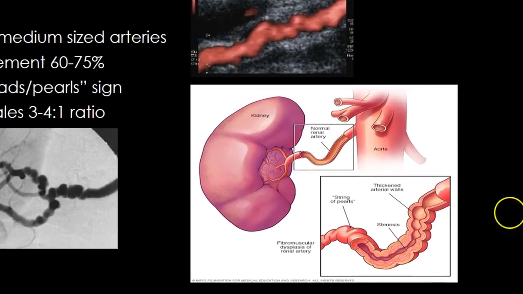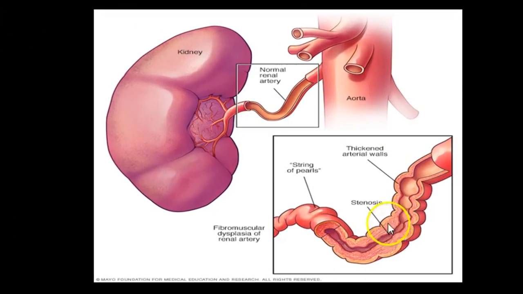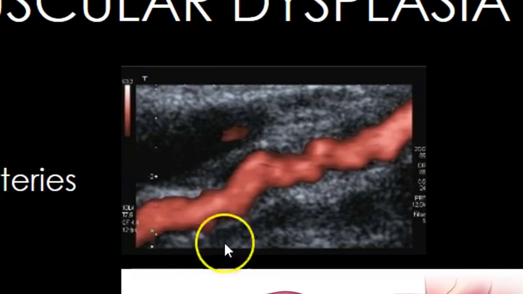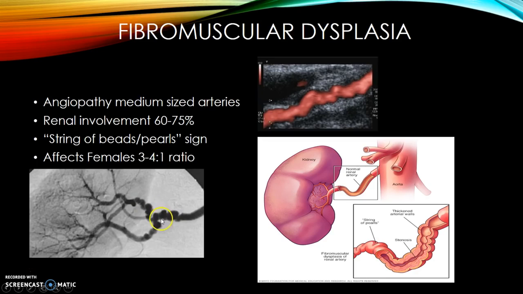Here you have a nice diagram where you get thickening of the arterial walls, which causes stenosis, and it looks like little beads. They call it the string of beads or the string of pearls sign. Here you can see those involutions right there that give it that appearance, and here's even a CT angio showing it perfectly clear.